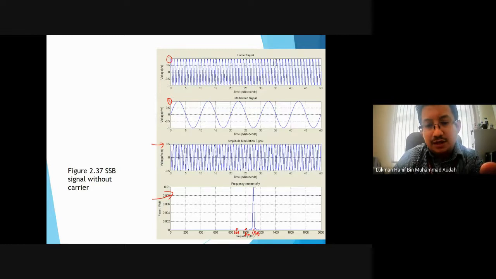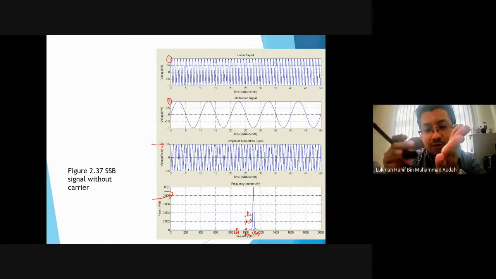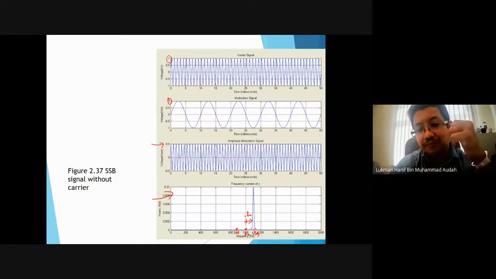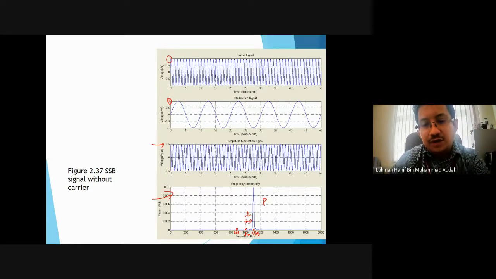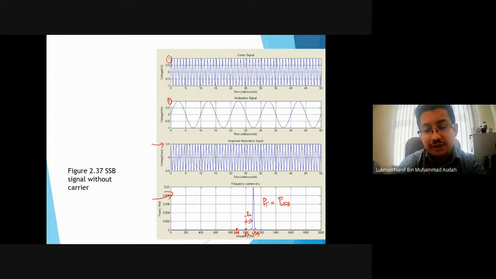Okay, dan dari segi bandwidth dia masih FM. Okay, berjarak FM daripada carrier component sehingga upper sideband. And then regarding the power, we only have one component, satu saja, iaitu P USB dalam example ini. Kalau you pilih lower sideband, maknanya P lower sideband. Okay. So ini adalah single sideband without carrier.